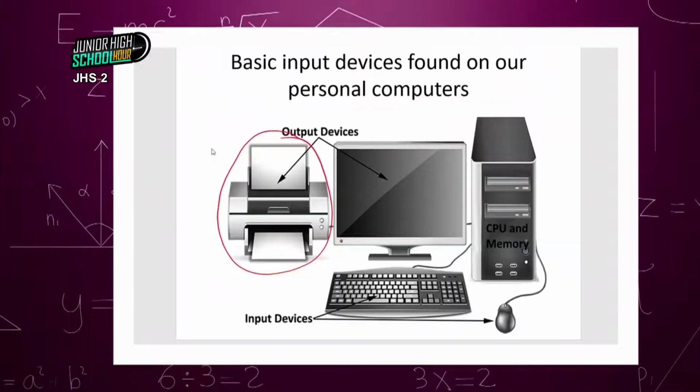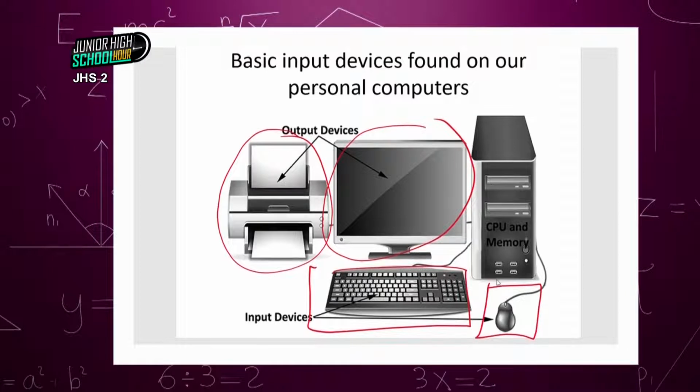So now, from this picture, we are going to identify and use these as our basic input and output devices. The basic input and output devices we are going to talk about come from this picture. That is the printer, the monitor. Then we talk about the keyboard and the mouse. You realize that I've circled some and I've drawn a rectangle or a square around some of them. I've intentionally done that so that we don't confuse ourselves.